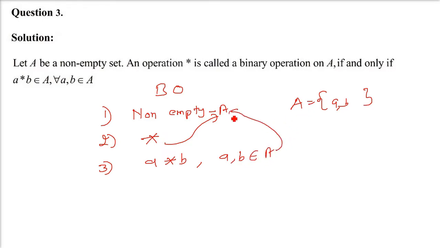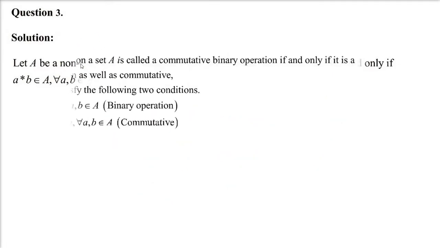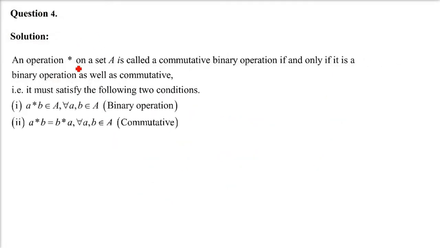And when we operate A star B, the value of A star B, that is the operated value, we will get some value. That value should also belong to A. So A star B, the final value should also belong to A. These are the 4 important aspects of calling an operation as a binary operation. Bi means 2, so 2 values will be operated at a time. 4th and 5th basically commutative and associative binary operation you have to prove, or you have to define.